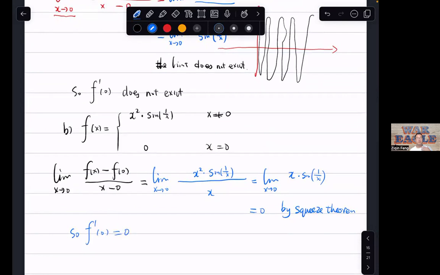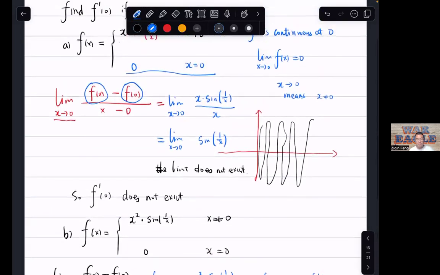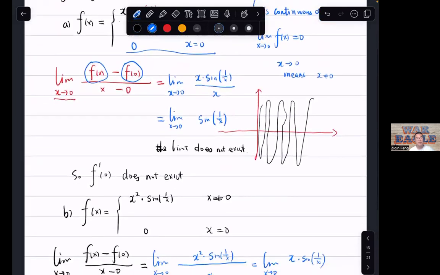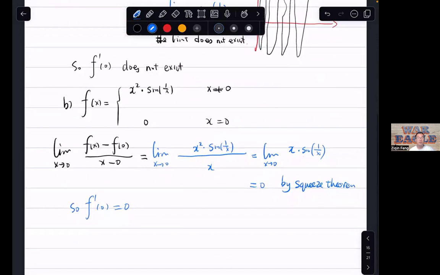So we have two examples. In the first example, the derivative at 0 does not exist. In the second example, the derivative of this function equals 0. Based on our calculation, everything is good. This is our fundamental way to evaluate a limit: use our definition.